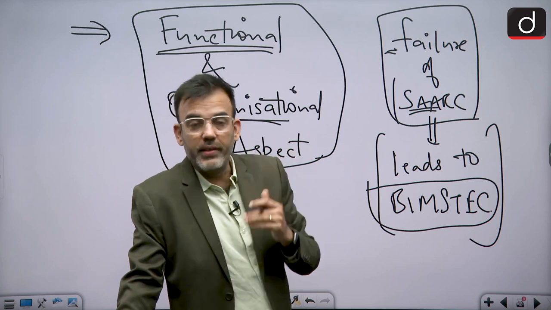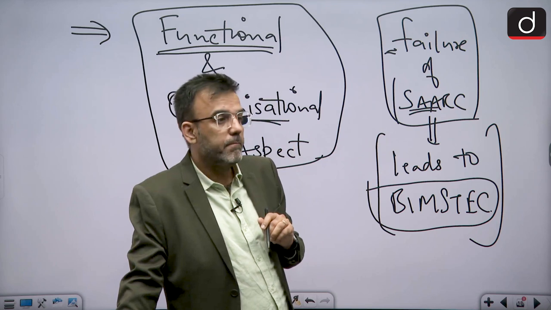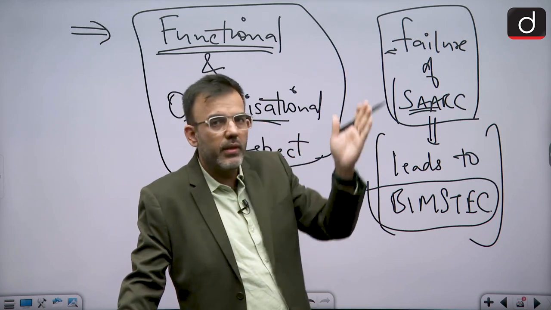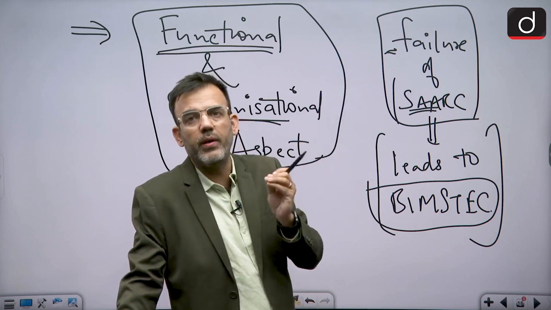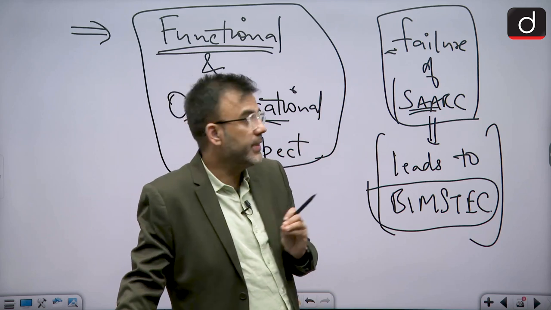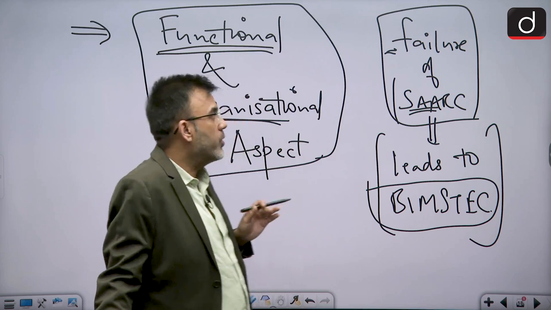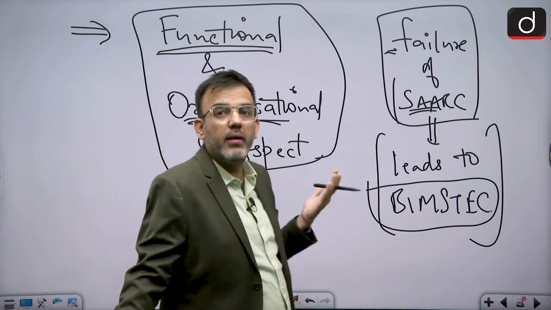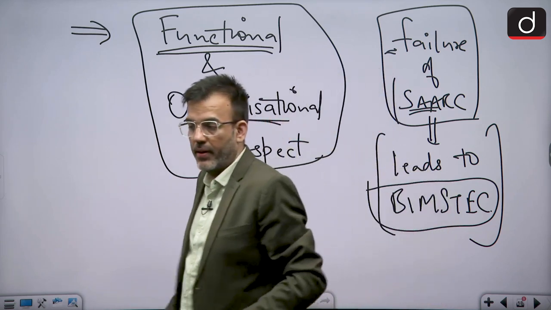So what were the reasons? SAARC failed because there was no clear-cut functional demarcation of what SAARC will do and what SAARC will not do. This is very important. SAARC had no focus. Especially the political baggage which different countries were having.